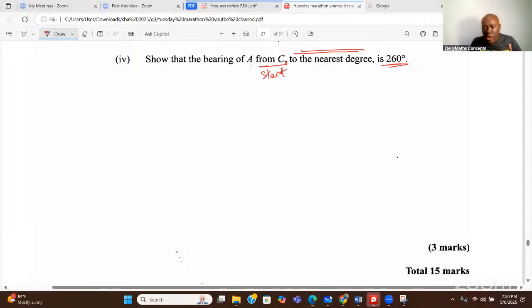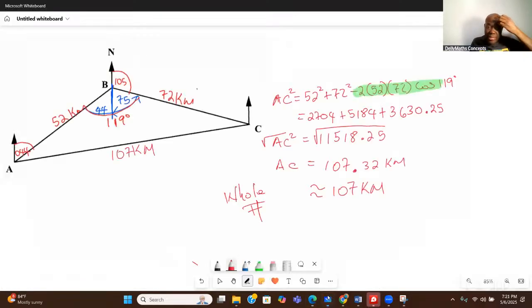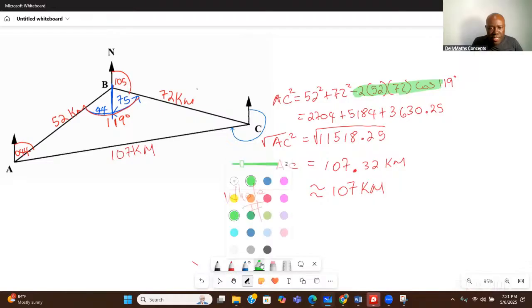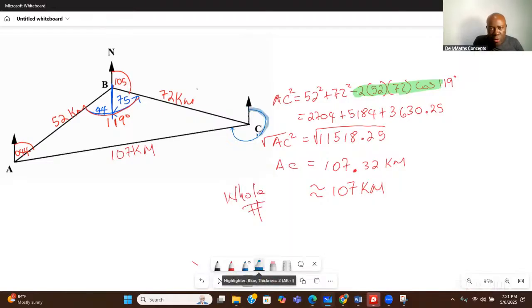So we're going to go on our diagram, and we're starting at C, and we're going to A. Remember, all bearings are from the north. So we're going to go to the north of C, and then we're going to go clockwise until it touches a line that leads to A. It's a bearing of A, but from C. So I'm going to put it in a different color now, in blue. This is what we are trying to find.